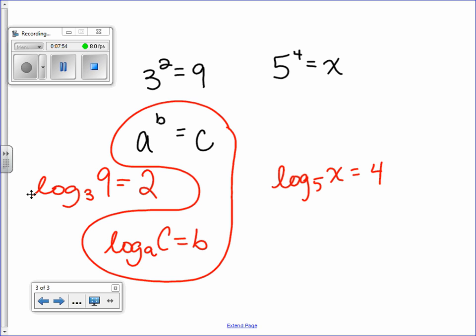How do you know what the log is? It's the number being squared. The exponents. That's what I believe.